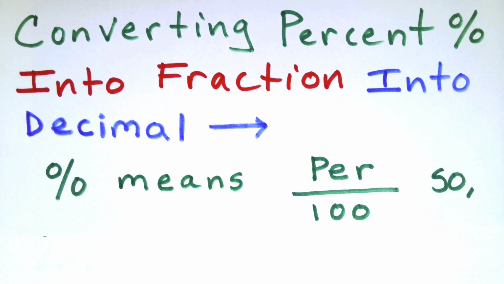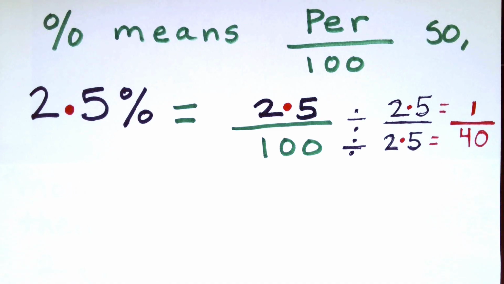This is part 45, continuing to show examples of converting percent into a fraction and then into a decimal. So remember, percent means per 100. So 2.5%: percent means per 100. You can write 2.5, or 2 and 5 tenths is another way to say that, over 100.